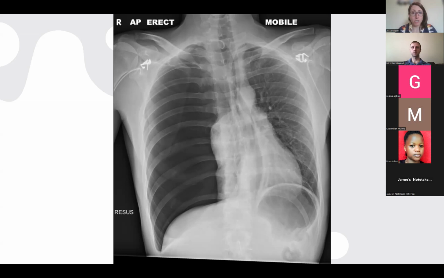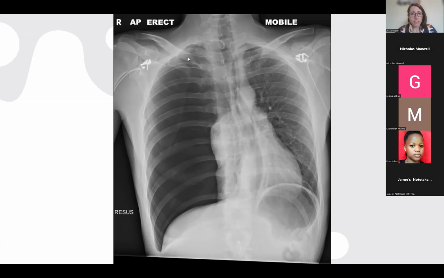For needle decompression, the guidelines used to say second intercostal space in the midclavicular line, which would be right here. Can you guys see my mouse, by the way? Nick, can you see my mouse? We can. Yeah. Okay, perfect. So it used to be going right here.